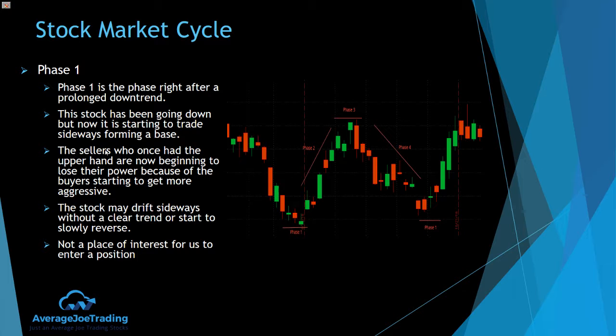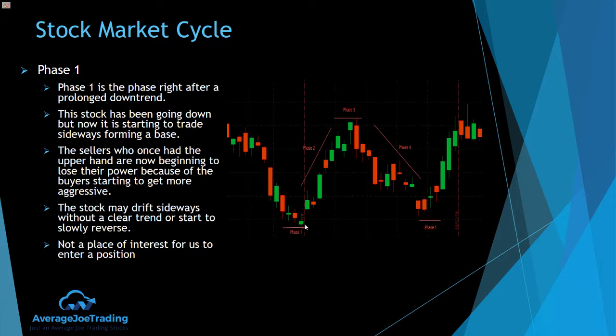And in this case, the sellers who once had the upper hand are now beginning to lose their power. They're beginning to run out because we've hit a supply zone, and this supply zone has an abundance of buyers, and it's going to start to get bought up. And this is where we're going to be waiting for the signal to jump in long, because we're going to buy. We're going to be those buyers sitting at this supply zone. Now the stock may drift sideways without a clear trend, or start to slowly pull back a little bit.